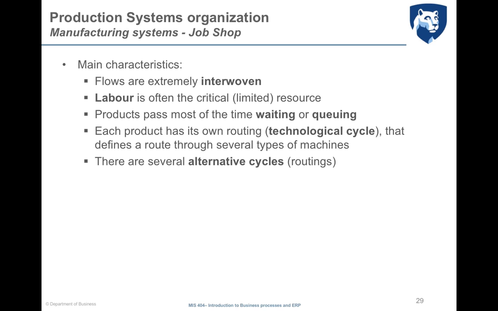Products may spend most of the time waiting or queuing to be processed by machines in the job shop because there are different products requesting the execution of the activities within the same jobs, and for this reason there may be alternative cycles or routings defined for the different products in order to try to minimize possible queue and waiting times.